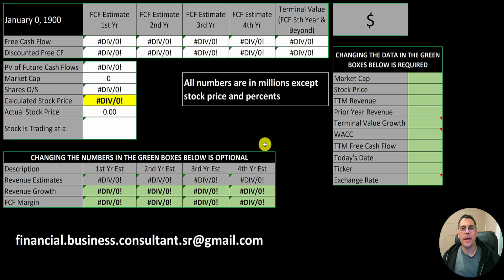I'm going to walk you through the steps to set it up. You only need to change the data in green. These boxes are required. These are optional. I'll show you in a little bit.